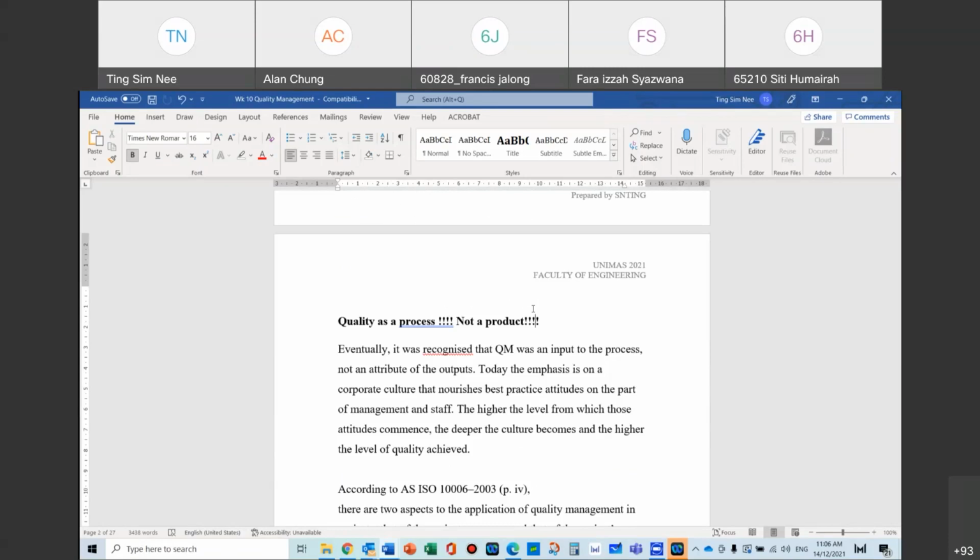That is product. You're checking the product. And when you're checking the product and throwing away the product, you are actually increasing the cost of quality already. Meaning that you reject this, you need to redo it. Who's going to pay for it, you see? So when we talk about product, okay, it's not a process.